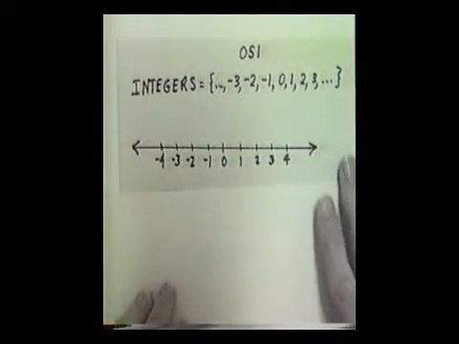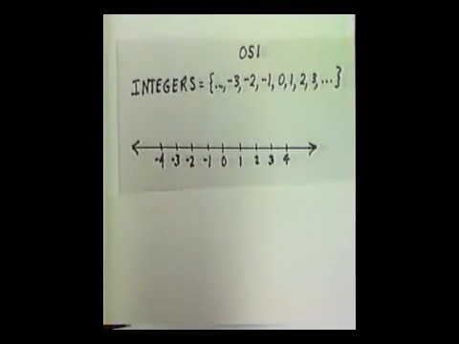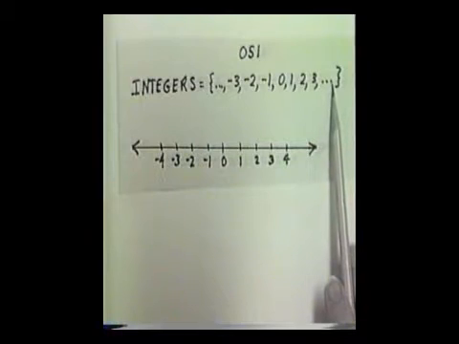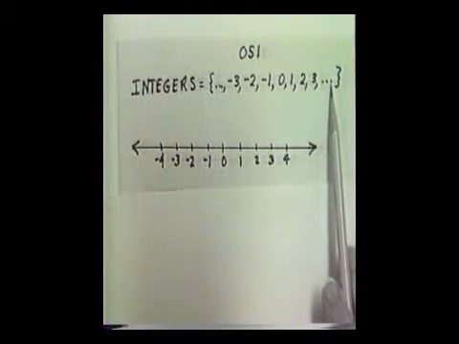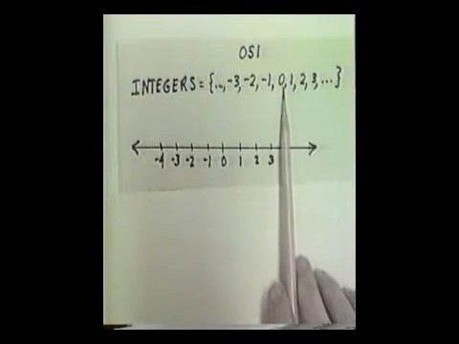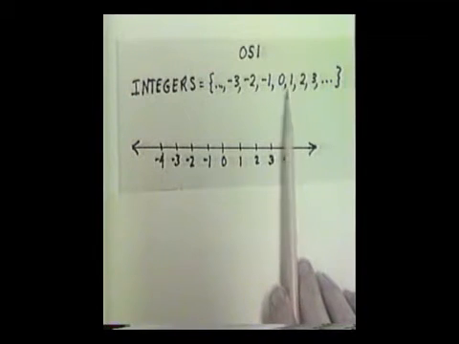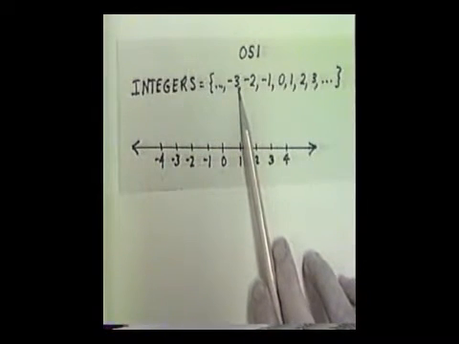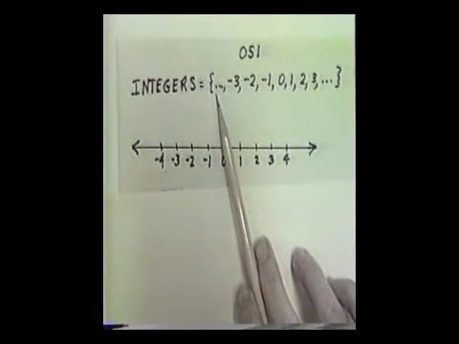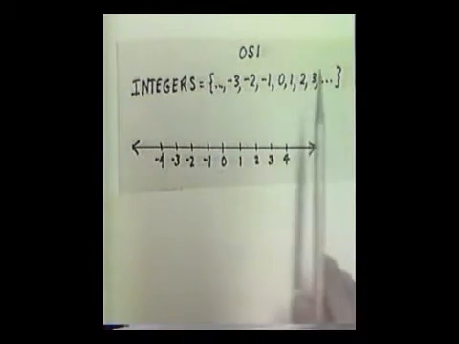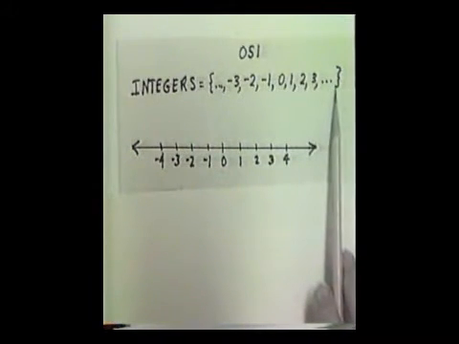Let's start by taking a look at the set of integers. The integers are the whole numbers, 0, 1, 2, 3, and so on forever, and the opposites of the whole numbers, or the negative integers. The opposite of 0 is itself, because 0 is neutral. The opposite of 1 is negative 1, the opposite of 2 is negative 2, the opposite of 3 is negative 3, and so on we go forever. So the integers include all the negatives of the whole numbers and the whole numbers themselves.